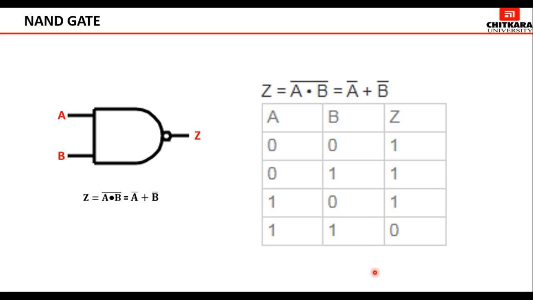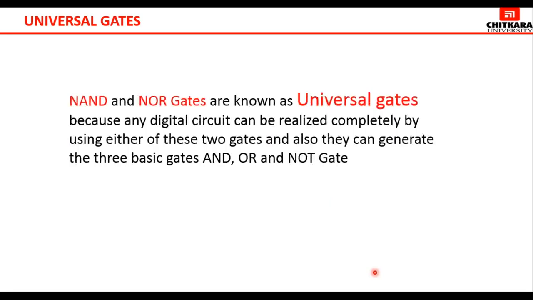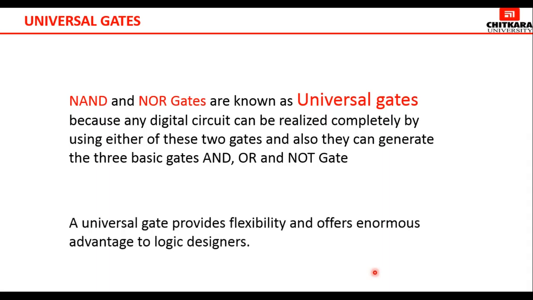Now let's see what is in the next slide. What are universal gates? NAND and NOR gates are known as universal gates because any digital circuit can be realized completely by using either of these 2 gates, and they can also generate the 3 basic gates, that is AND, OR and NOT gate. So the universal gate provides flexibility and offers enormous advantage to logic designers. This can be one of your MCQ questions, that which gates are called the universal gates. You should know that they are the NAND and the NOR gates, because they can generate the 3 basic gates of AND, OR and NOT, right?